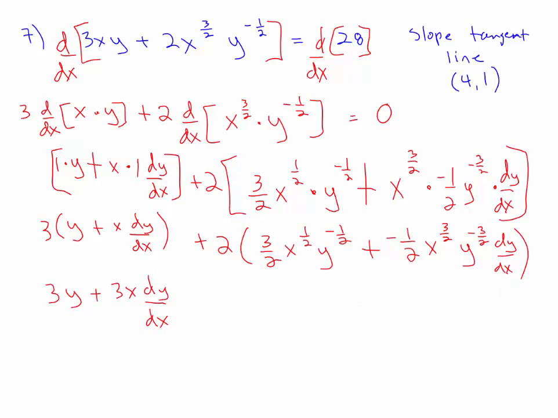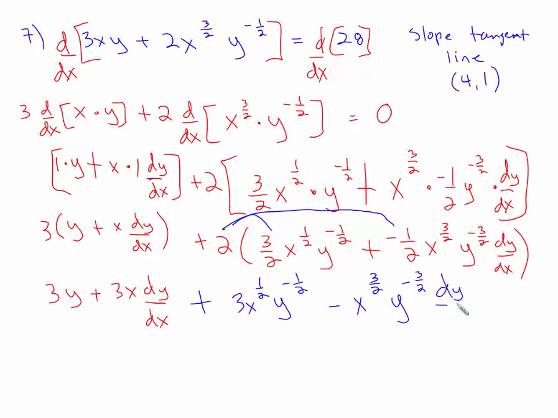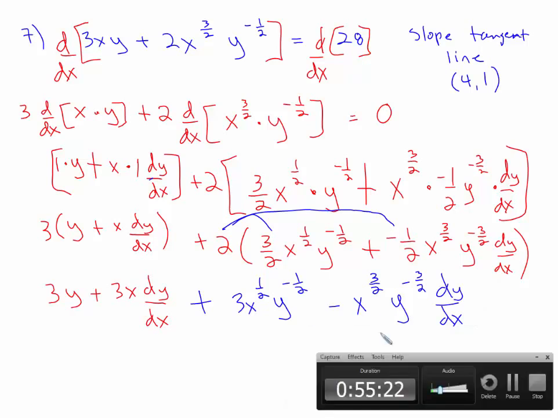Alright, now if you distribute the 2 into here, these are going to divide out. So I'm going to end up with plus 3x to the 1/2 y to the negative 1/2. Then when I distribute the 2 over here, I'll end up with negative, the 2's divide out, x to the 3/2 y to the negative 3/2, dy dx.